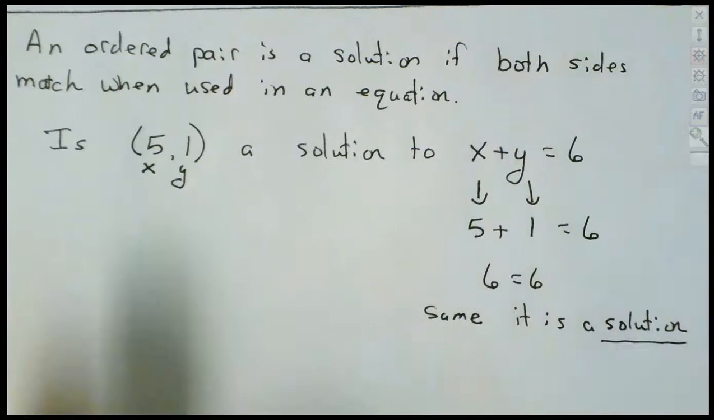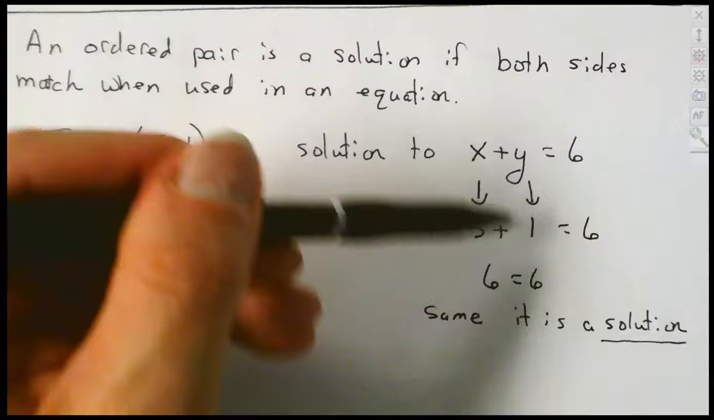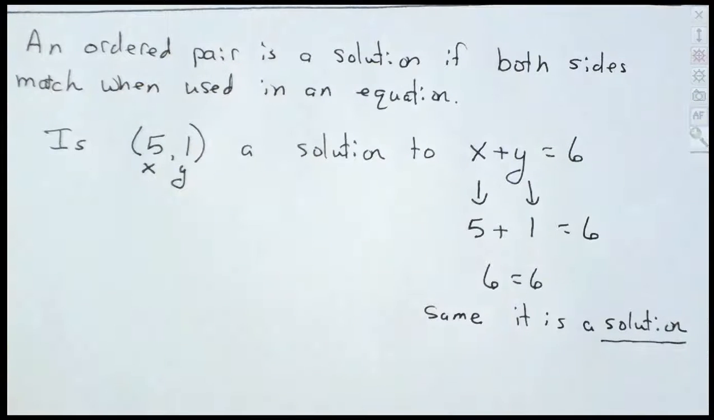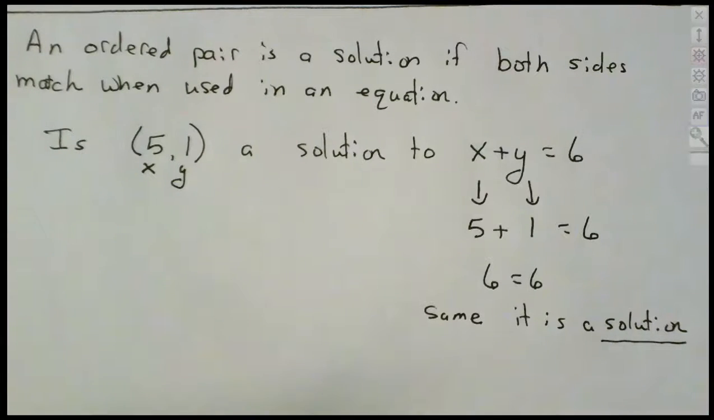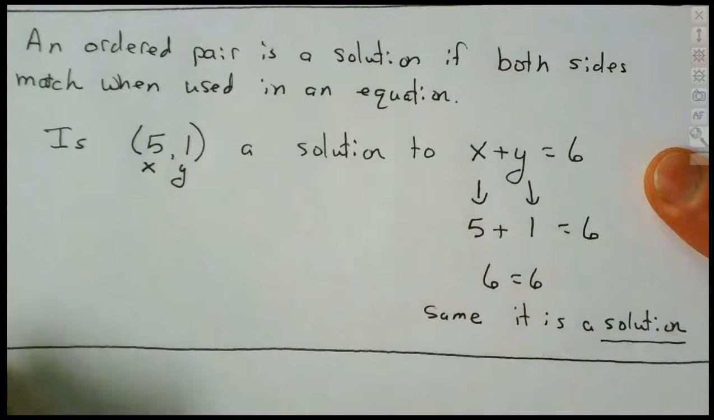The solution just means it's true. So we plugged in that ordered pair. We labeled it x, y, so we know what went where. We plugged our values in, and we got the sides to match up. So this one is a solution. Okay?